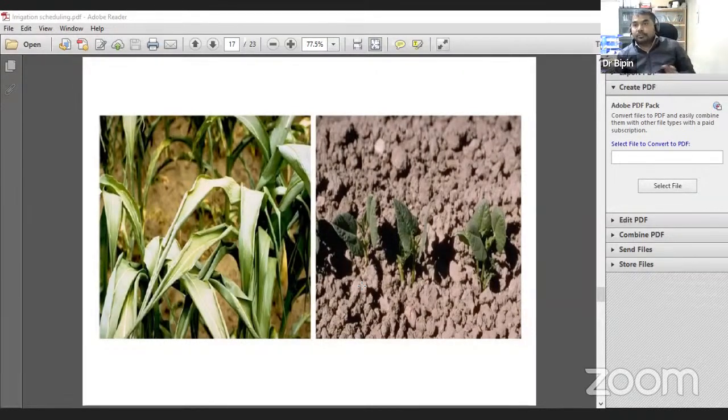So if you go into your field in the afternoon, you may see very clearly that maize will show a rolling appearance. Why? Because maize wants less exposure to the sun. That's why the leaf will roll and transpiration will be less.